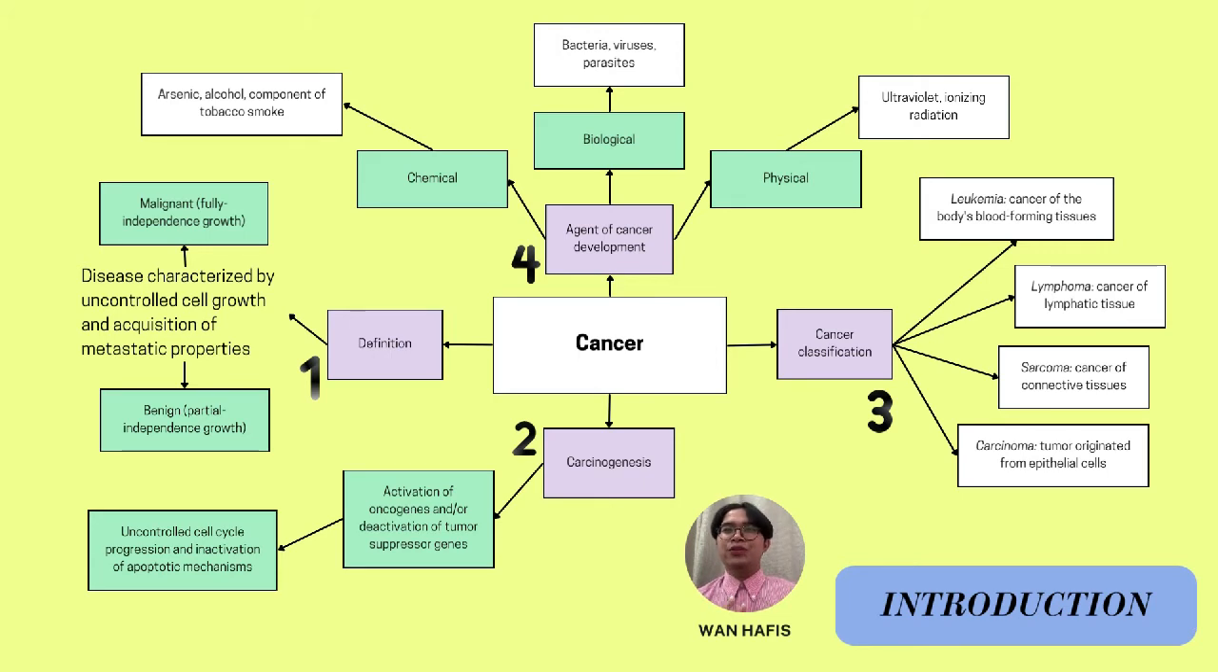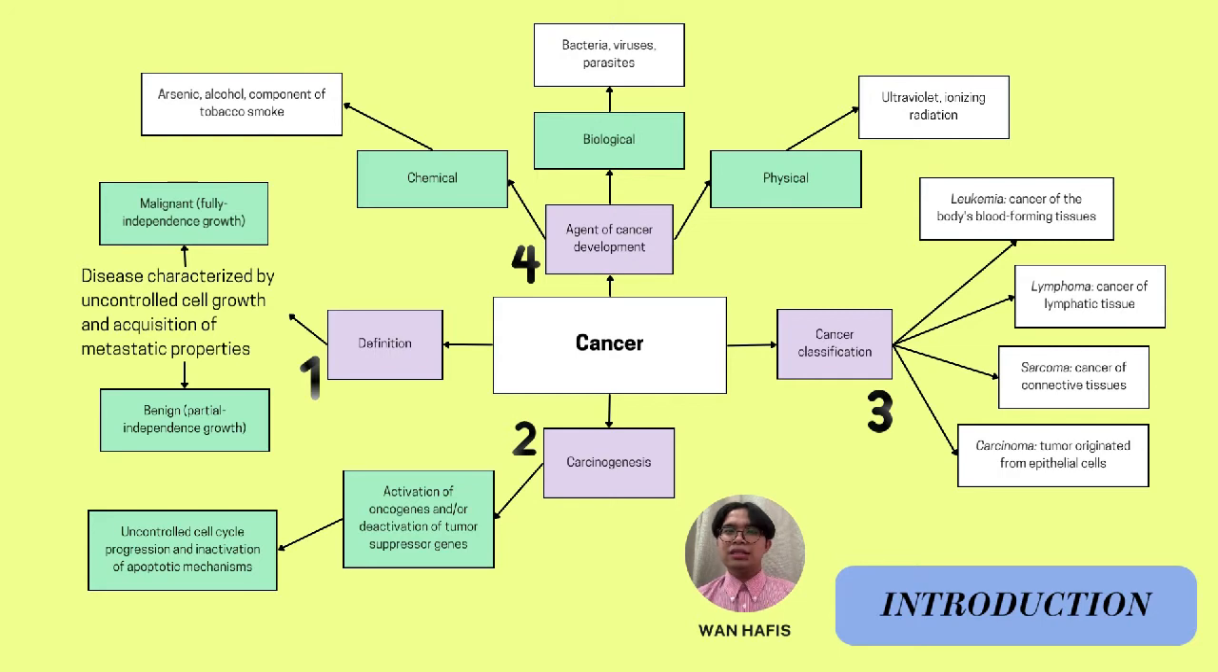Cancer can be classified into 4 types. Leukemia is a cancer of the bone marrow, the center of blood production. Lymphoma and myeloma are cancers of the immune system. Sarcoma is a cancer of connective tissue such as bones, muscle, cartilage, and blood vessels. And carcinoma is a cancer that starts from epithelial cells such as skin.